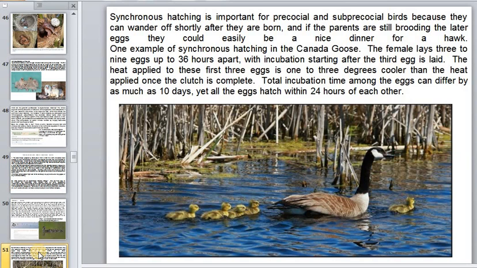And here we see that synchronic hatching is important for precocial and superprecocial birds, because they can run off shortly after they are born, and if the parents are still brooding the later eggs, they could easily be a nice dinner for the hawk, so the hunters. So here we see this kind.